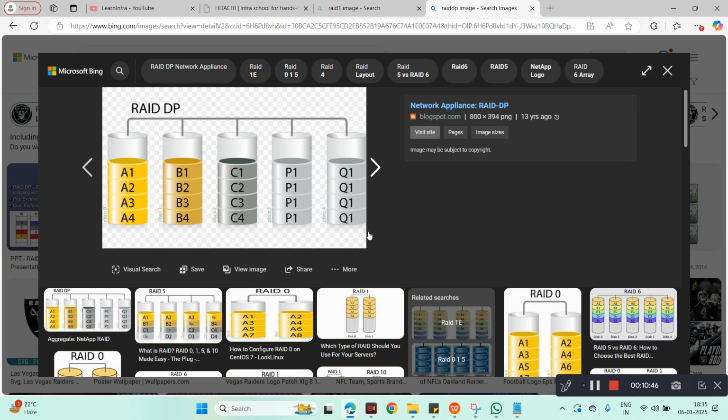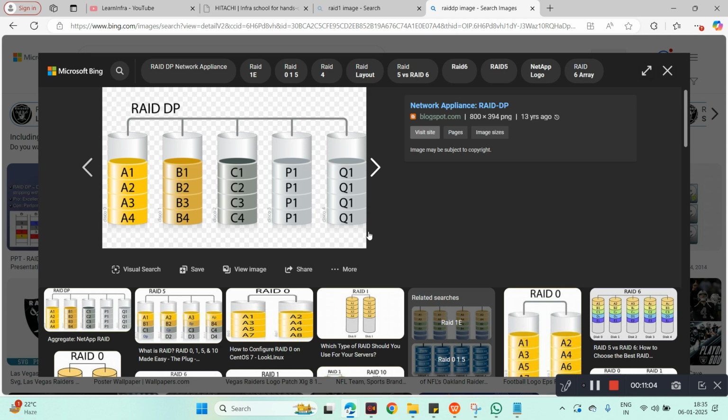So whenever your data is coming, you're writing the data onto storage. First it will write to the NVRAM, and then it will flush to the disk when NVRAM is half full or every 10 seconds.